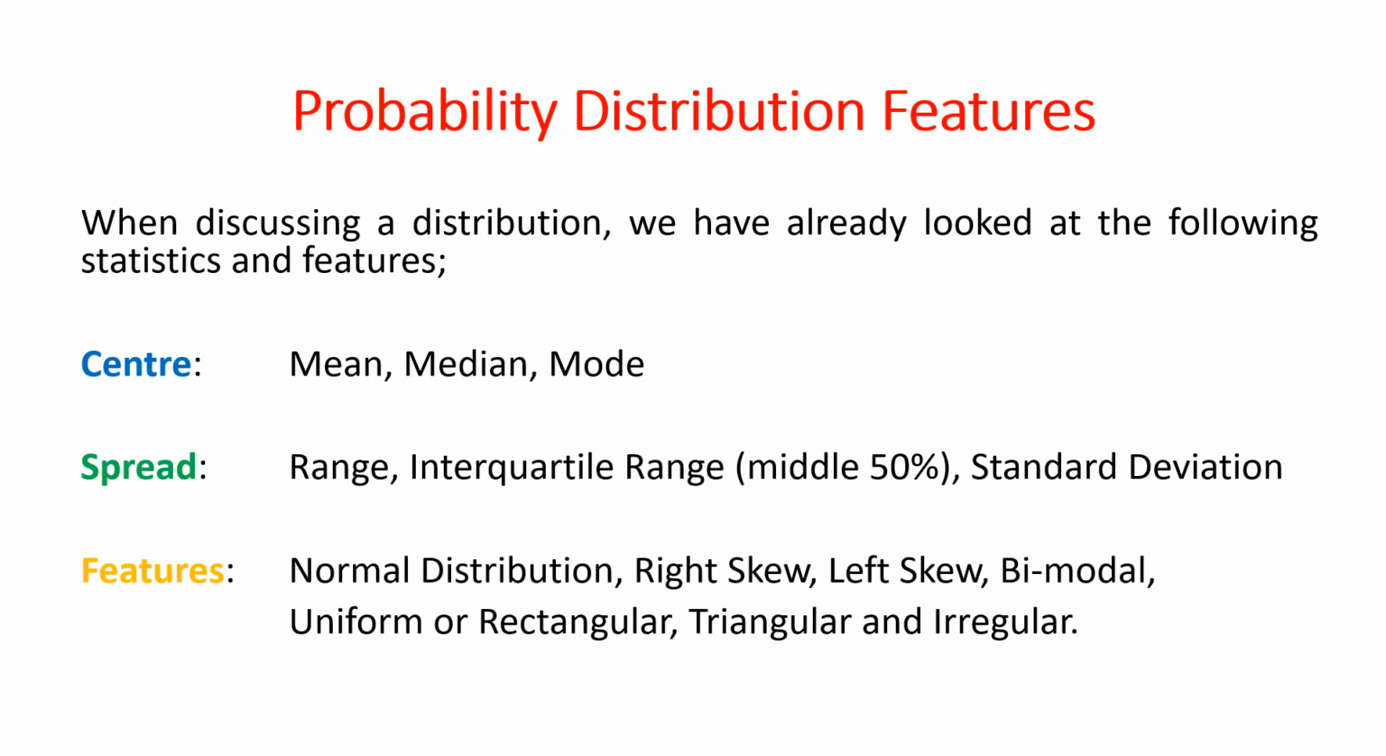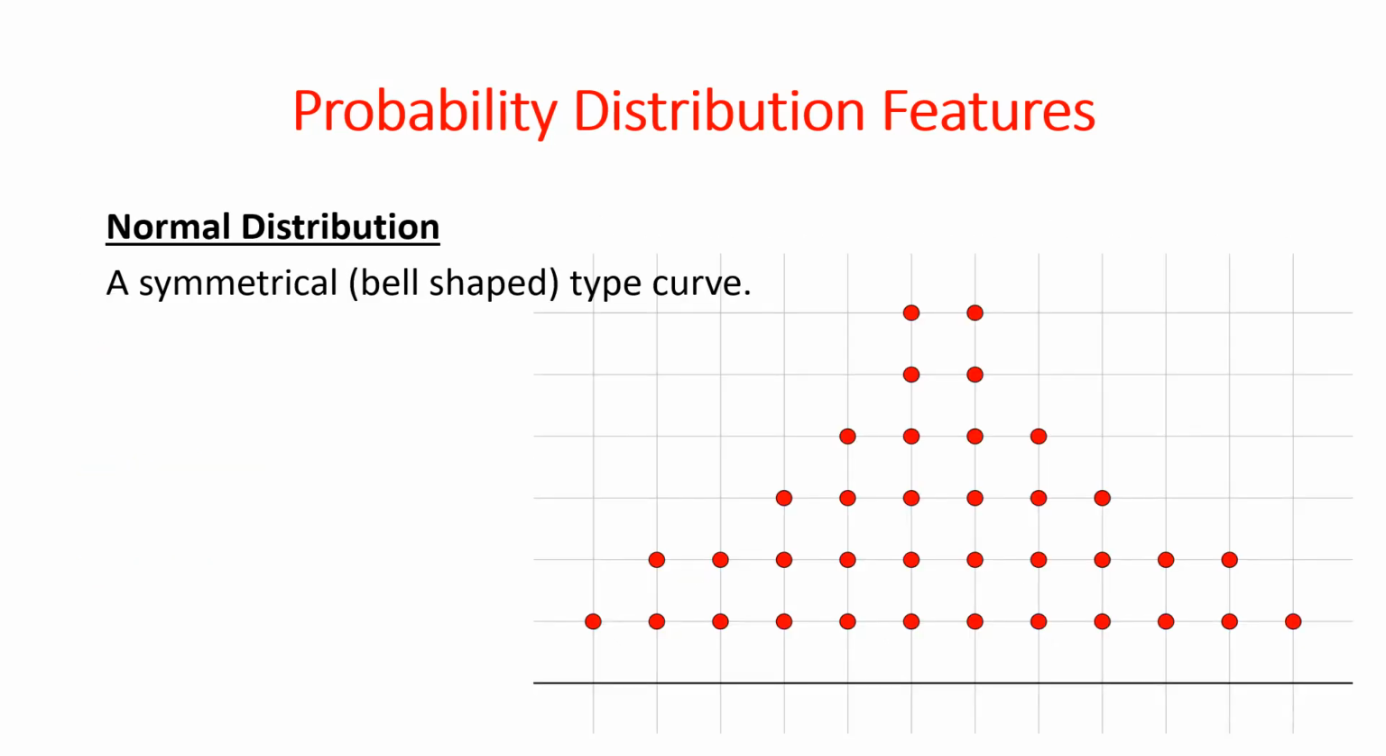Well, the features of probability distributions can either be normal distribution, right skewed, left skewed, bimodal, uniform or rectangular, triangular, and irregular. And let's quickly look at those features now. Normal distribution, you would have come across this in Level 2, and it's a symmetrical bell-shaped type curve. We're going to explore normal distribution a lot more in this topic.